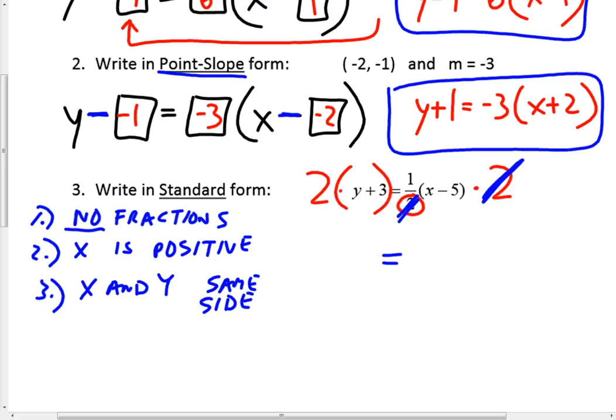Some of you are still doing the distribution. All I'm left with over here would be 1 times x minus 5, but is 1 times that going to do anything? No. I can rewrite it, 1x minus 5.